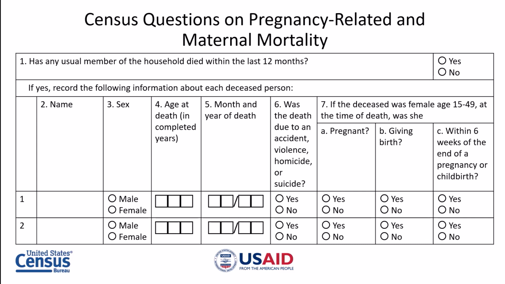In populations where childbearing begins at younger ages, these questions may be asked of females who died between ages 12 to 49 instead of ages 15 to 49. Notice that we ask about death within 6 weeks of the end of pregnancy or childbirth. The ICD-11 defines postpartum period as 42 days, but 6 weeks can be used for simplicity.